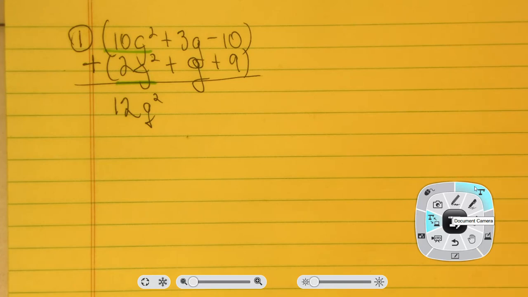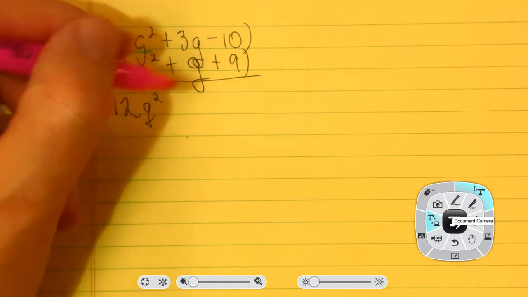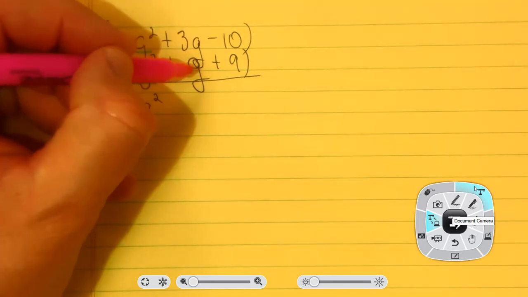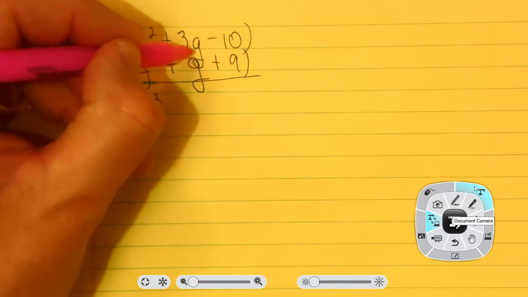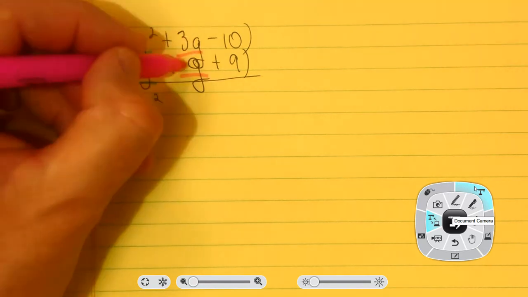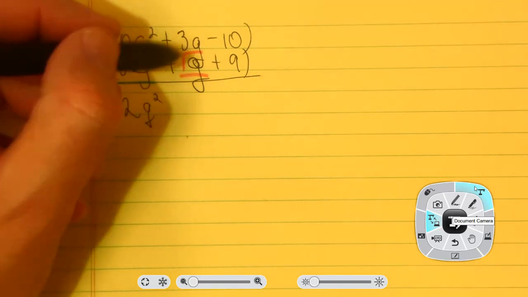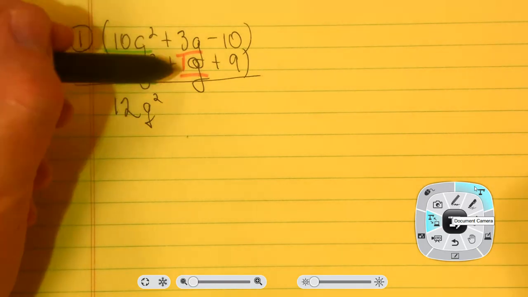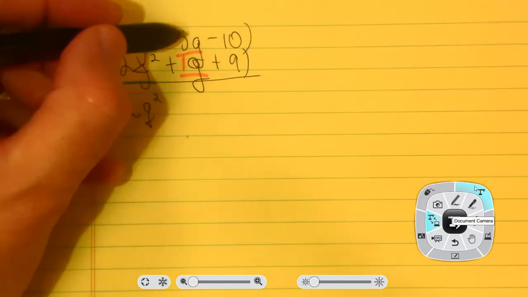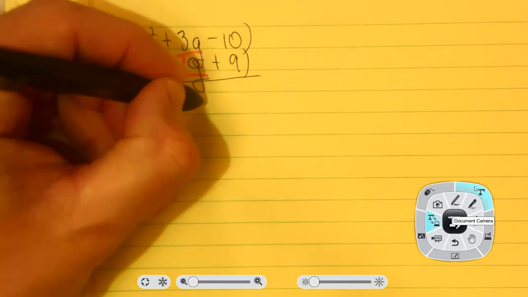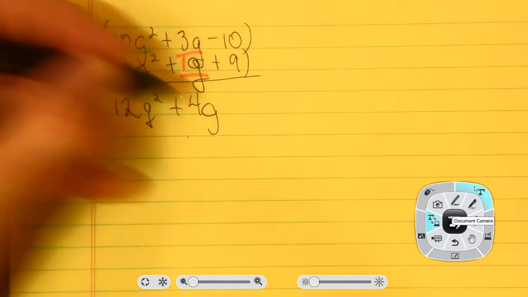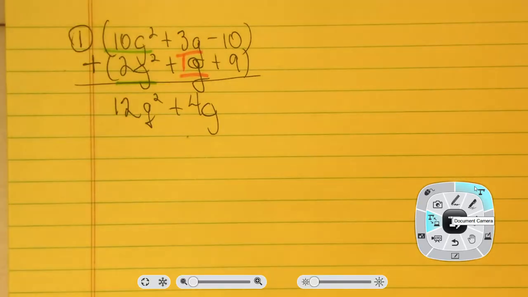Another thing I need to remember too is when adding 3g to g, those are like terms, and there is a 1. It'd make it 4g. That's correct. The coefficient of g is 1. And so when I add 3 plus 1, I'll get 4g. Without a numeric coefficient there, the coefficient is always 1.